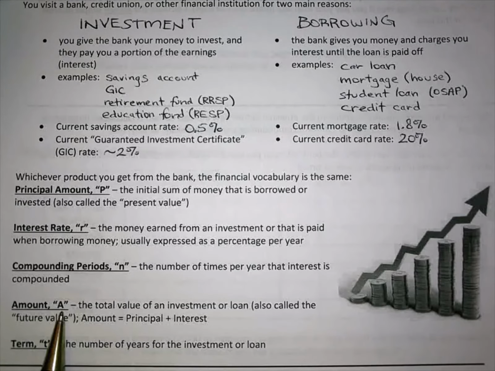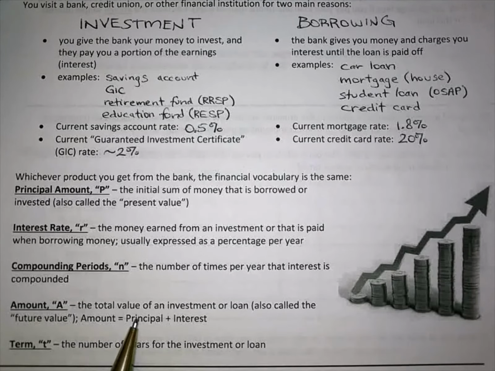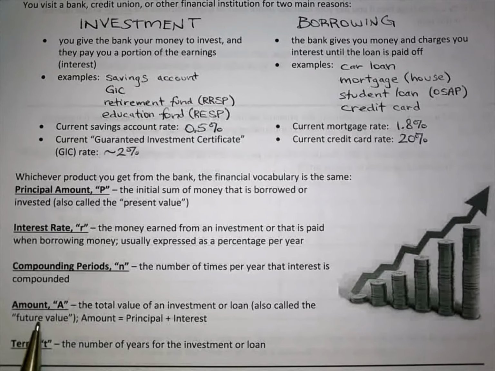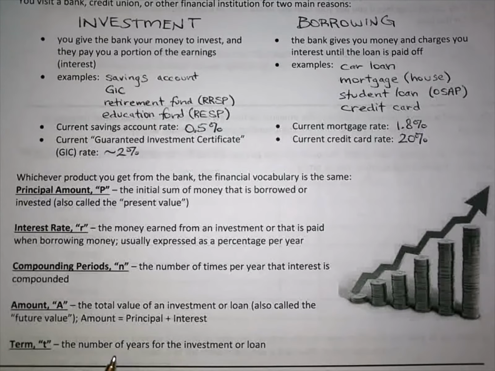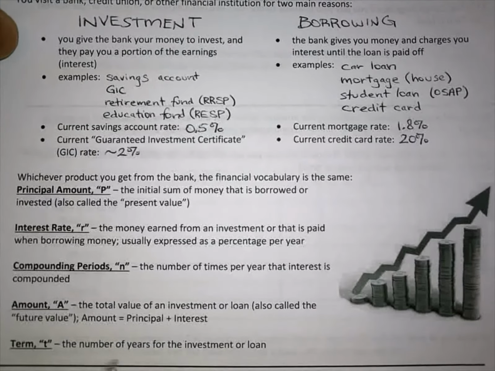Amount, or A, is the amount that the investment or loan is worth at the end or later. For example, after you've paid your interest. It's also called future value. So this would be the principal plus the interest. And term is a nice way of saying how much time. So, if you go to buy a loan, they're going to say, what's the term? They're just saying how many years.